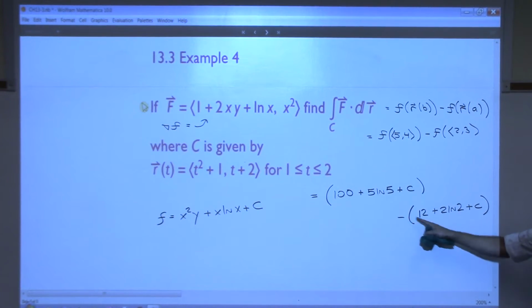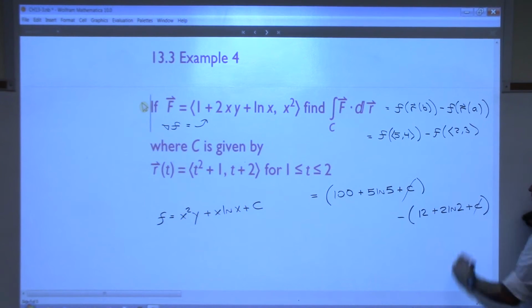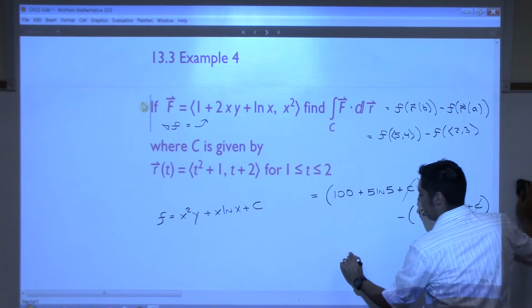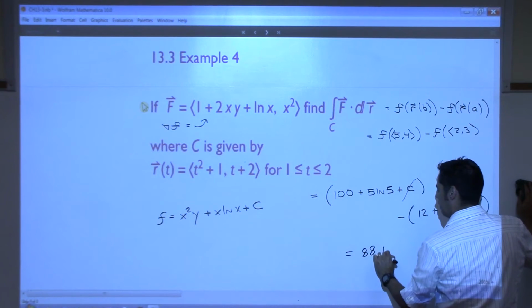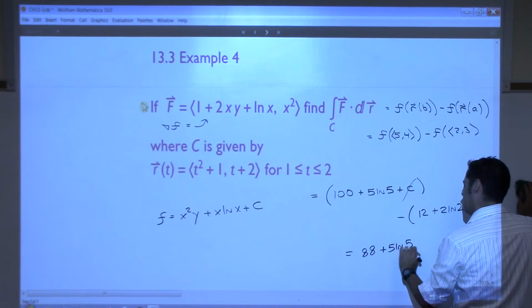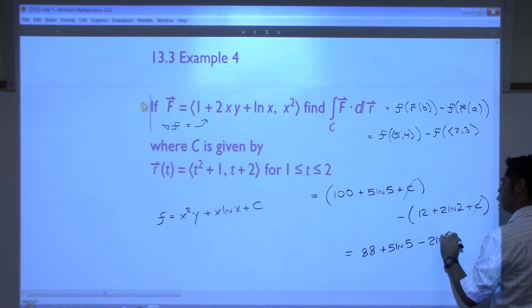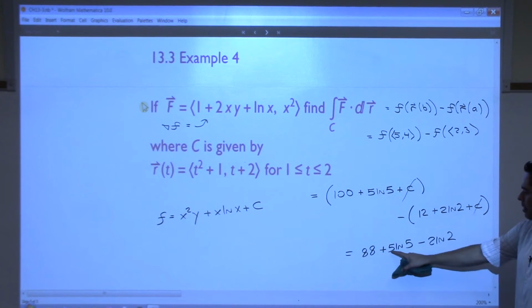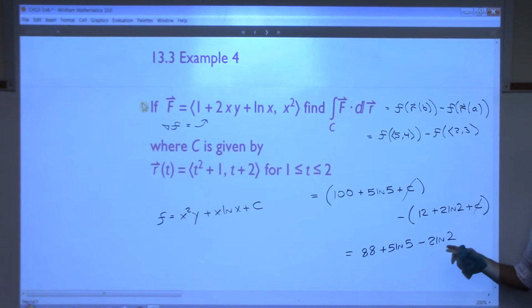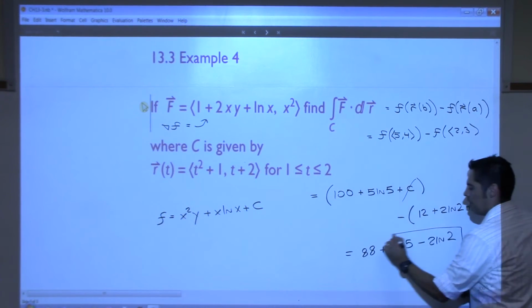And when you subtract all these, the c's will go away, won't they? 100 minus 12, 100 take away 12, 88, plus 5 ln 5 minus 2 ln 2. You could leave it like that. You could also use properties and bring your 5 up, bring your 2 up, and then turn 2 logs into 1 log using subtraction, but I mean, we're there.